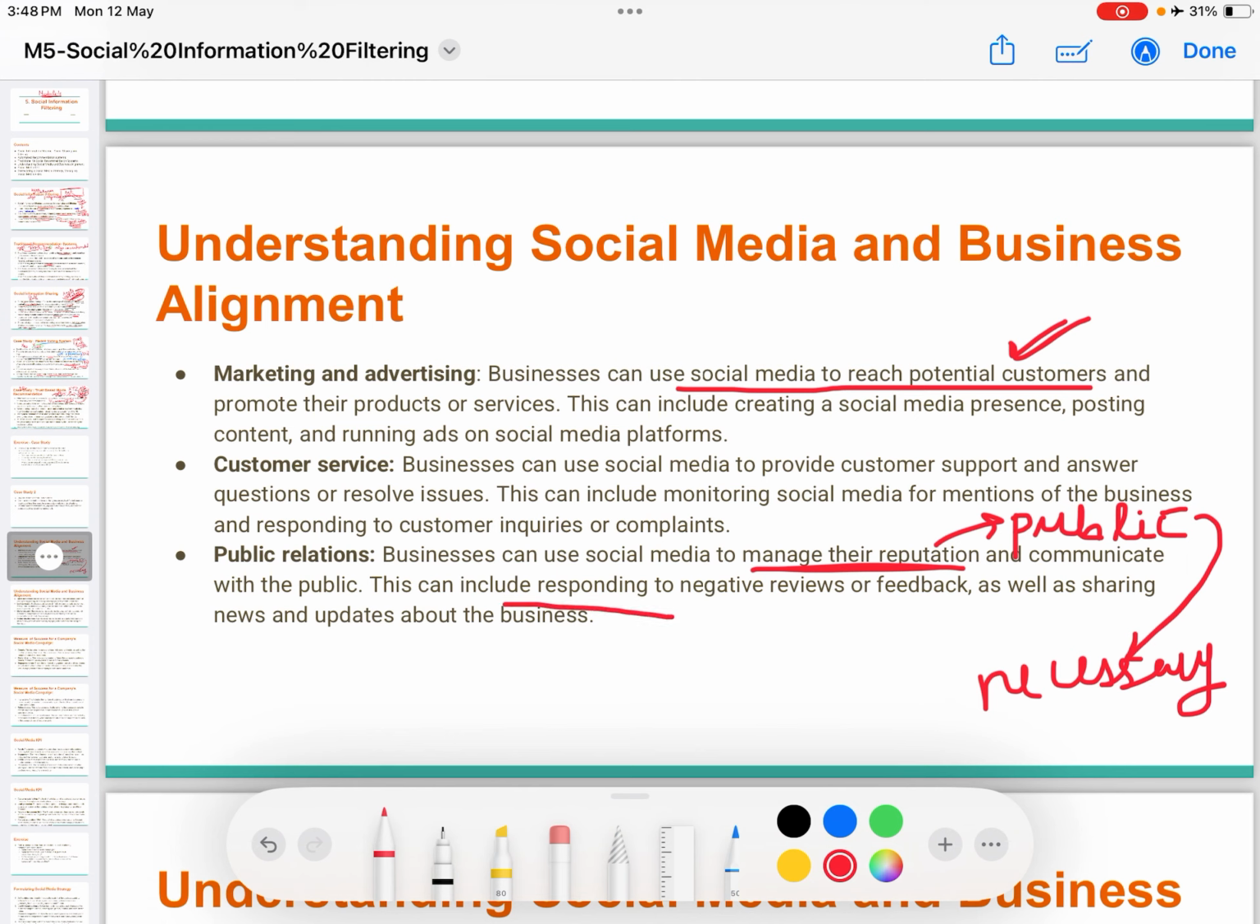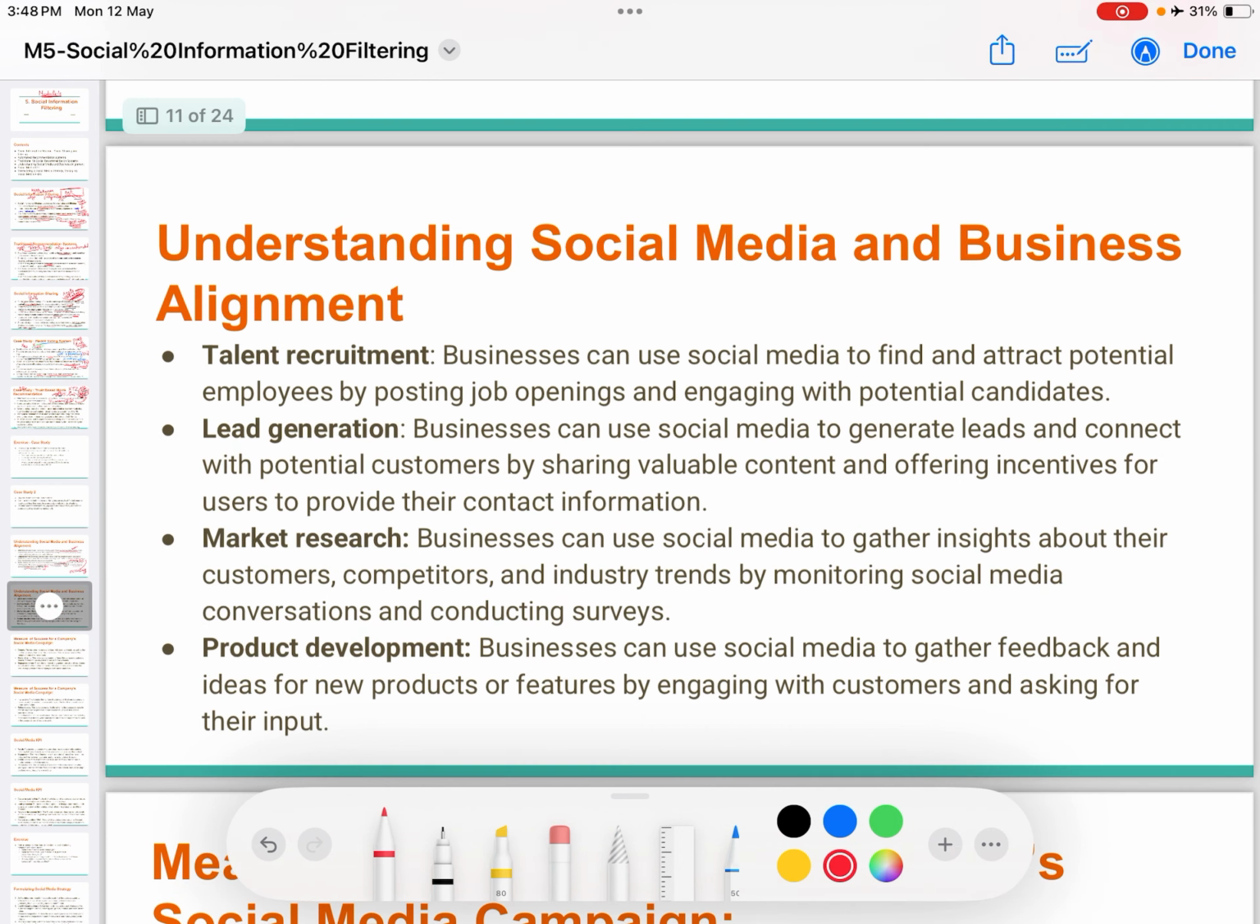This includes responding to negative reviews or feedback, as well as sharing news and updates about the business. What new things are coming up in their business, and by responding to the negative reviews, by apologizing and telling what necessary actions will be taken by them.